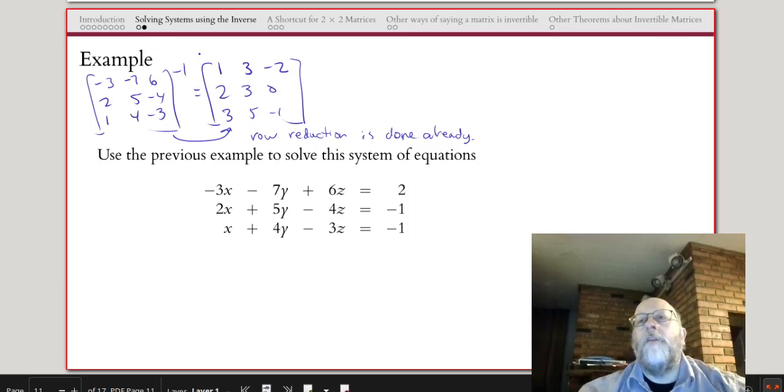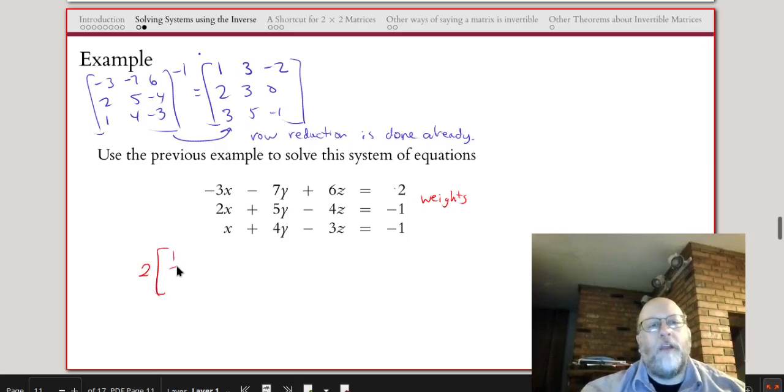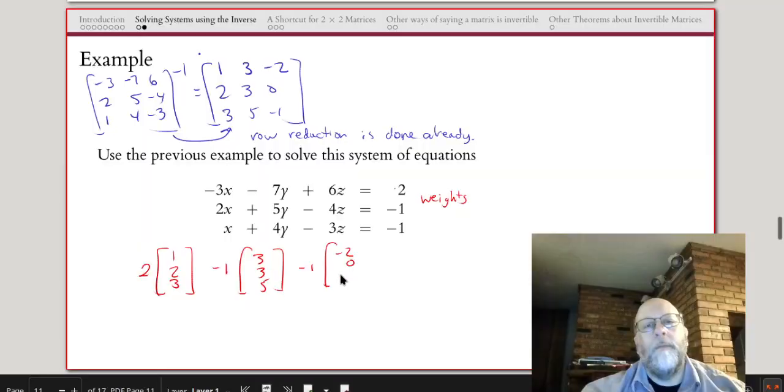And so all we have to do now is just take this with these linear combinations. These are our weights. So we'll get 2 times the first column and negative 1 times the second column and negative 1 times the third column of the inverse matrix here using these numbers down here.